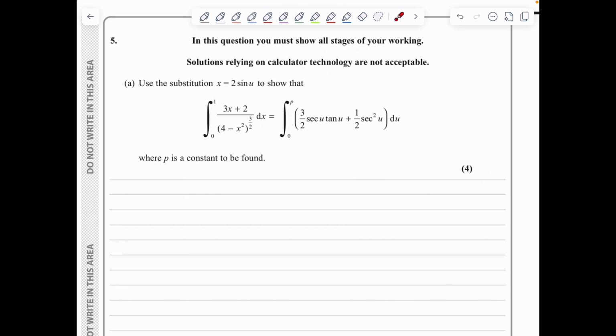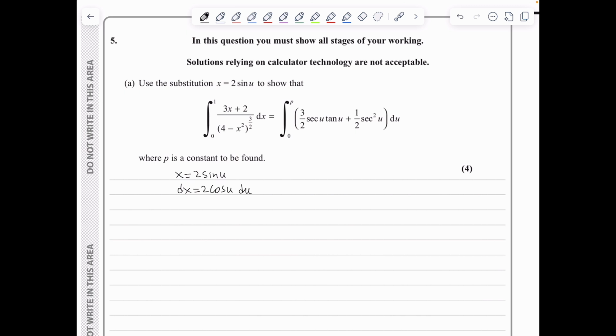In question 5, part A, we need to use the substitution x is 2 sine u to show that the given integral from 0 to 1 can be written into this integral in terms of u from 0 up to p, where p is a constant to be found. Well, we know that in integration by substitution, we are doing a translation from x into u, so we need to translate the whole expression to be integrated, the dx, as well as the two limits. So we start with x being equal to 2 sine u as given by the question, which means that dx is equal to 2 cos u du.